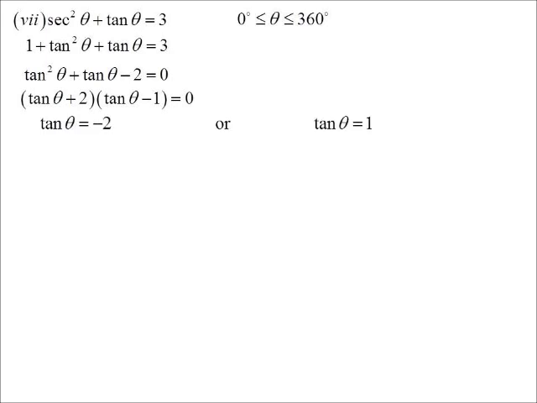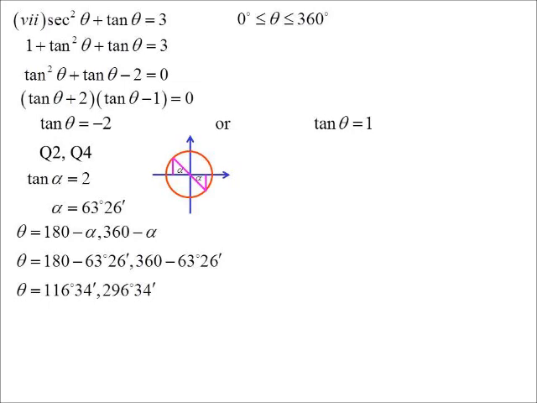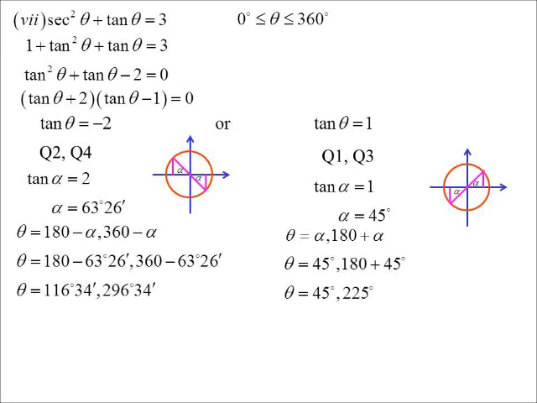So we've got 2 possibilities to solve. Tan theta is -2 or tan theta is 1. Well, I'll just work out both of those. So -2, that would be second and 4th quadrant. Acute angle is 63.26. And we find those 2 possibilities. Tan theta equals 1. That's the exact value, isn't it? It's actually 45 degrees, the acute angle. But let's just check. 1st and 3rd quadrant. Yes, sure enough, there it is. Acute angle is 45 degrees. So we get 2 possibilities there.